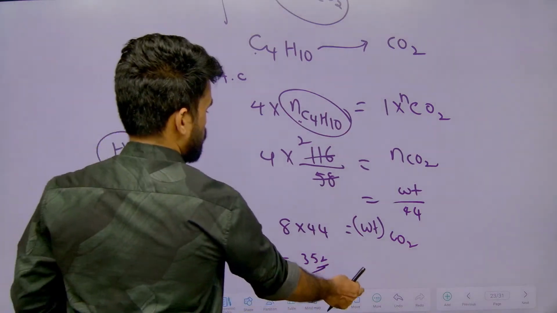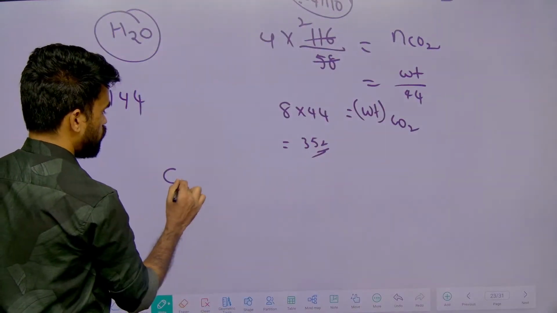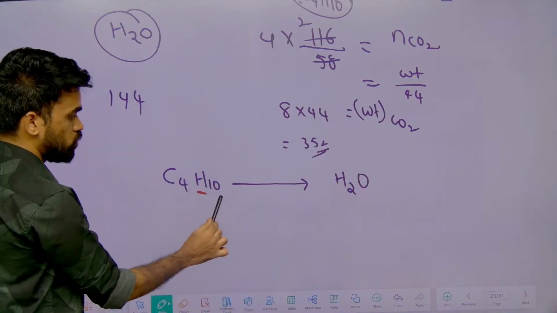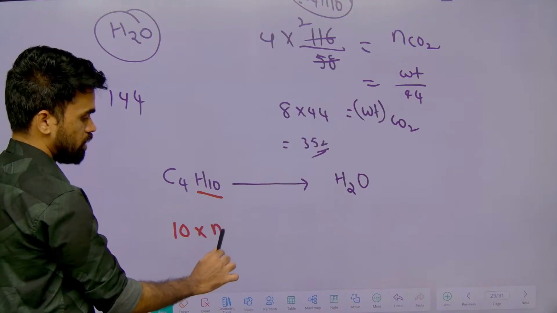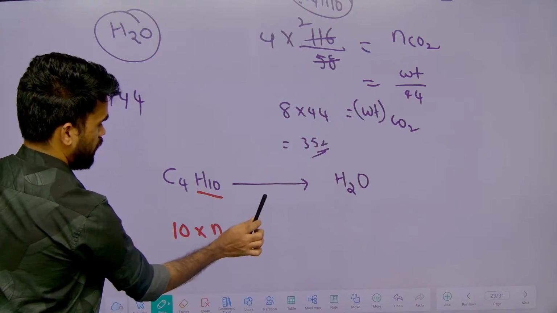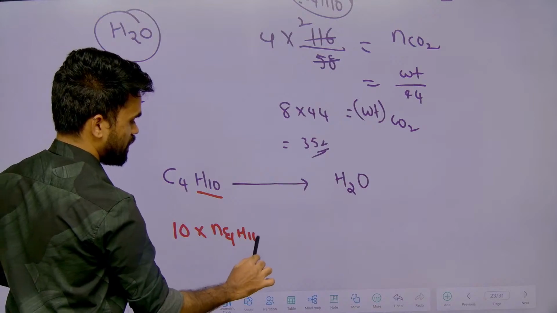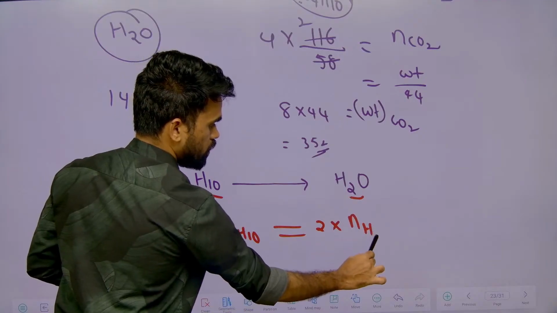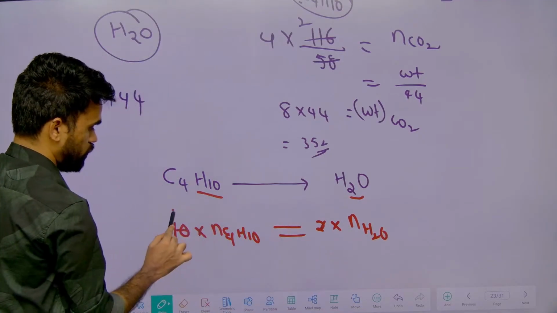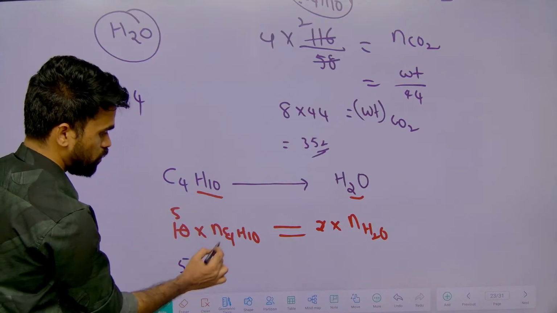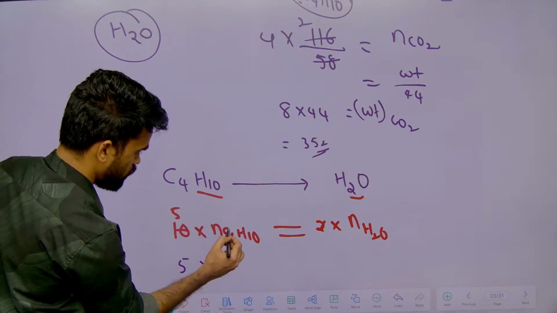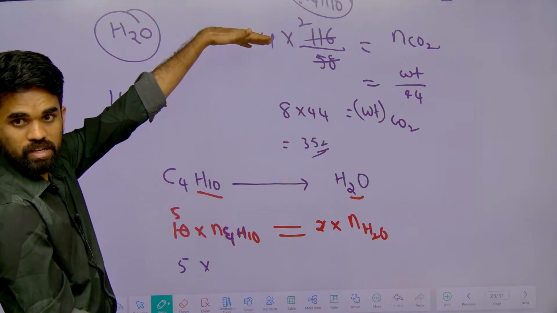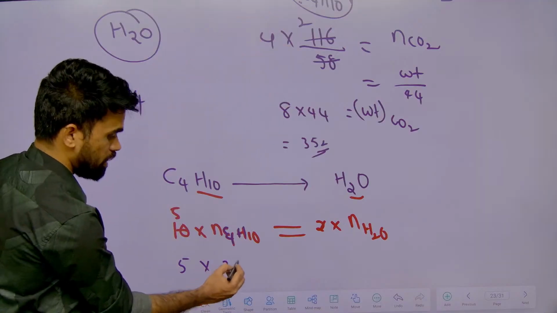What should I do, tell me once again. C4H10 gives H2O. How many hydrogens? 10 into N, sorry, N of C4H10 equals how many hydrogens? 2 into N of H2O. Okay, so this will be 5 into the number of moles of H2O. How many moles of C4H10 are given? Given weight is 116 by 58, which means 2. So I can write this directly as 2.